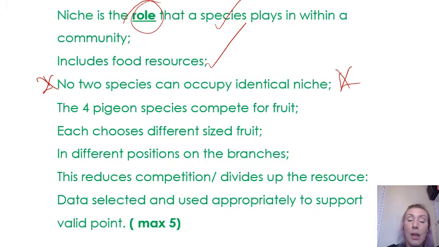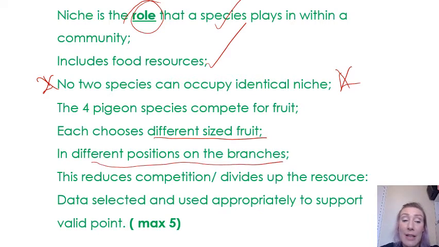Okay, so key things we should have recognised. Well, there are 4 pigeon species, and they all eat fruit. However, they all eat different size fruit, and they're in different positions on the branches. So they eat fruit of different sizes on different positions in the branches. This means that there's a reduction in competition. They don't eat from the same place or fruit of the same size, therefore that aspect of their niche does not overlap.